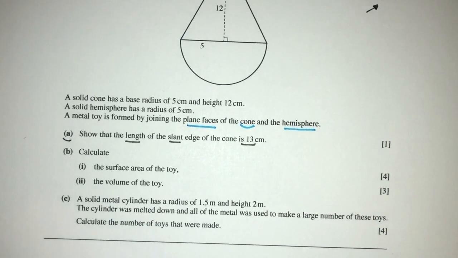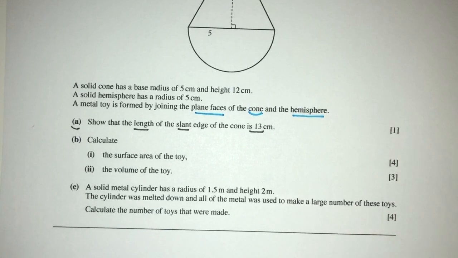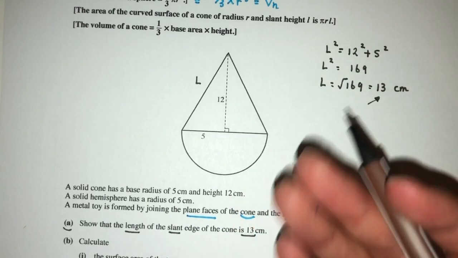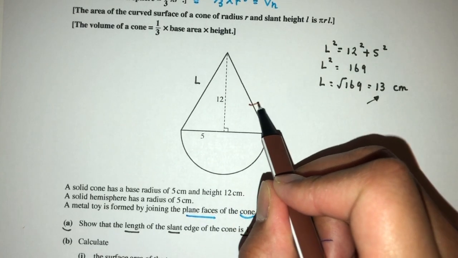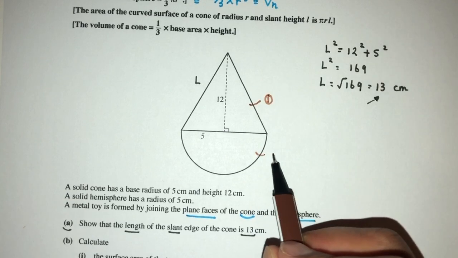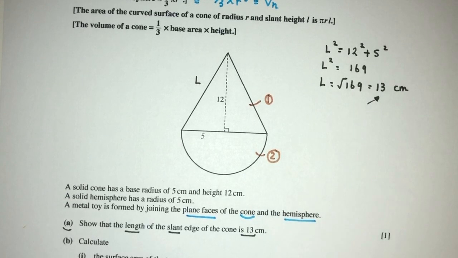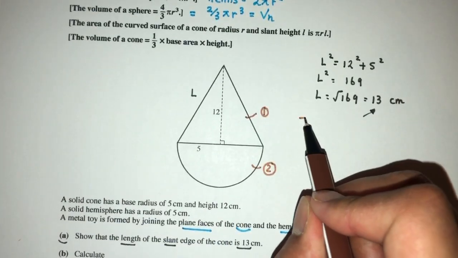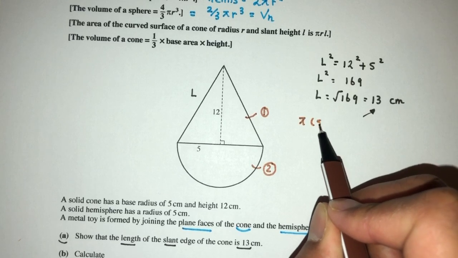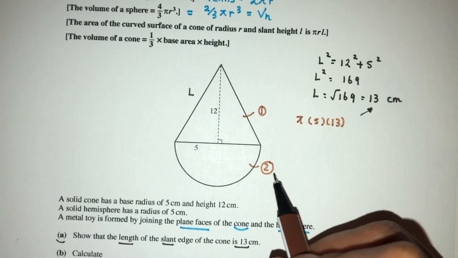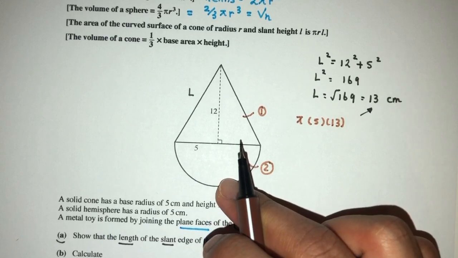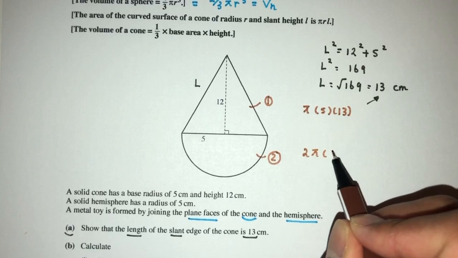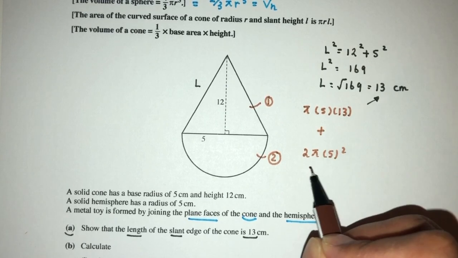Now for part B, we have to calculate the surface area of the toy. So of course we have to look at the shape. There's two parts. Number 1 is the surface area of the cone. Number 2, the surface area of the hemisphere. The cone surface area will be this one, pi r L. Pi, r is 5, L is 13. The surface area of the hemisphere will be 2 pi r square. Add those two, let's see what we get.